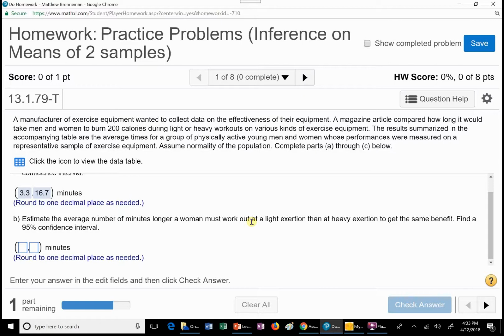What about the second one? Is it paired or unpaired? It's paired. You're looking at the same thing, women, under two different conditions. So now, instead, you're going to use women light and women hard. And then go ahead and compute that.